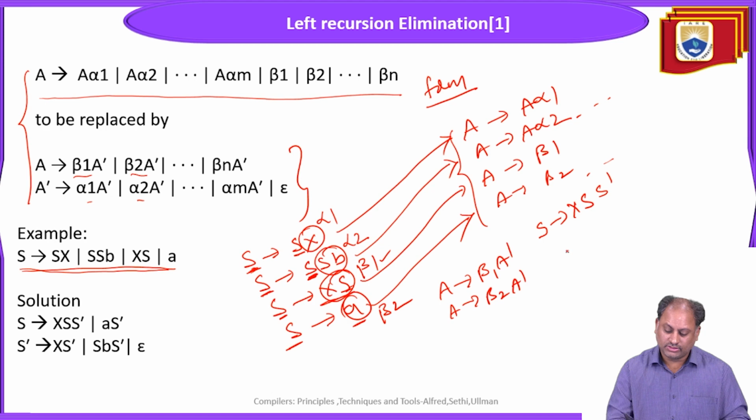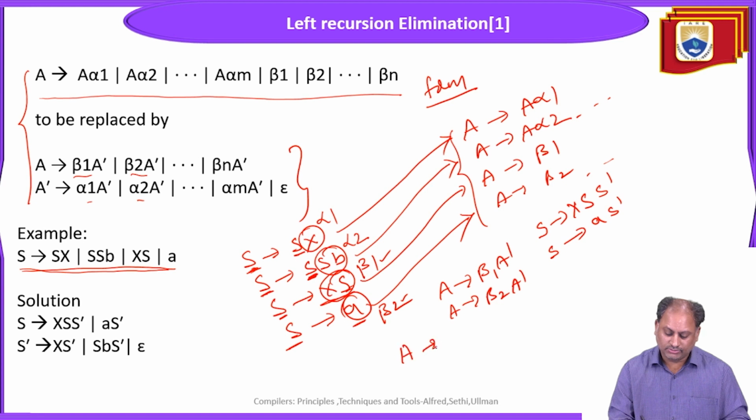And the second one, A derives, that is S derives beta 2. What is beta 2 here in this case? A. And A dash, S dash. So this is the formula. This is the syntax we applied for the first two cases. So another case, third one, is the third rule, that is A derives beta 1.